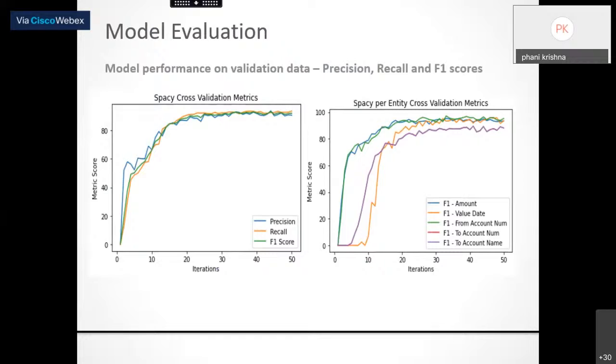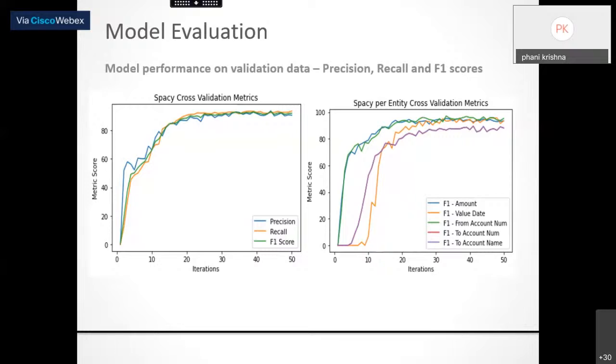So this is a validation graph which shows how the spacing model is working here. These are the validation metrics captured based on the model's performance on unseen data. Let's say I have trained my model on some 1,000 or 2,000 wire instructions. Tomorrow there are other wire instructions coming in, and I need to test my model on that.